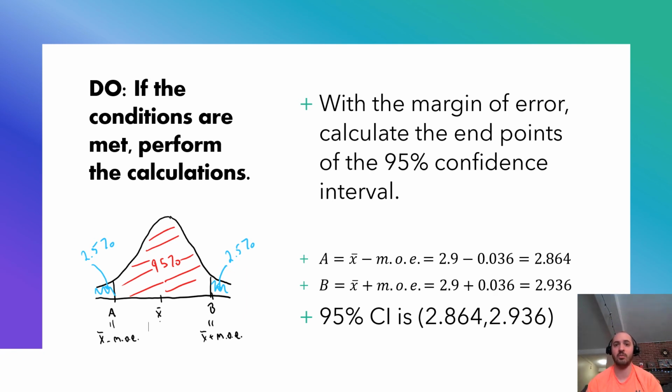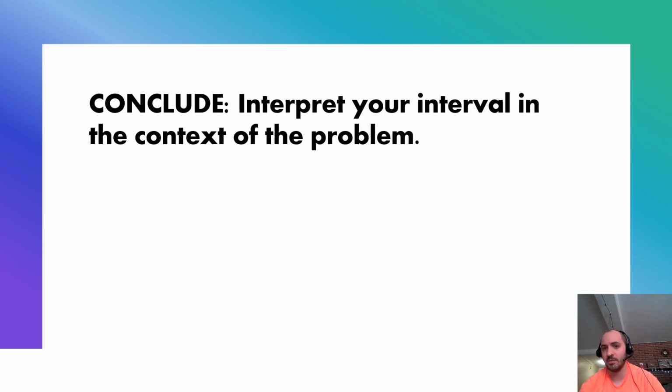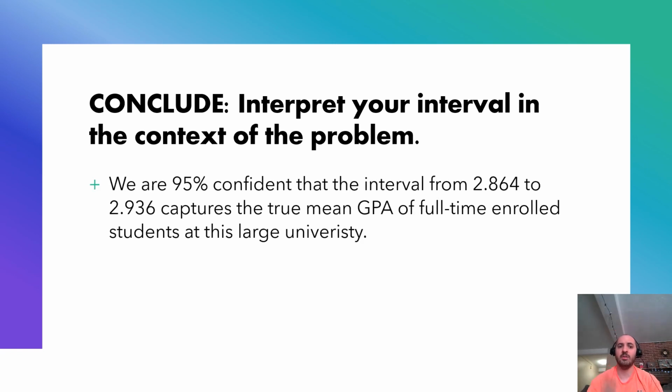So we have the interval now. After this, though, we then need to go and actually interpret our confidence interval. In that case, that's our conclusion phase. So we are 95% confident that the interval from 2.864 to 2.936 captures the true mean GPA of full-time enrolled students at this large university. So that is the last step here.